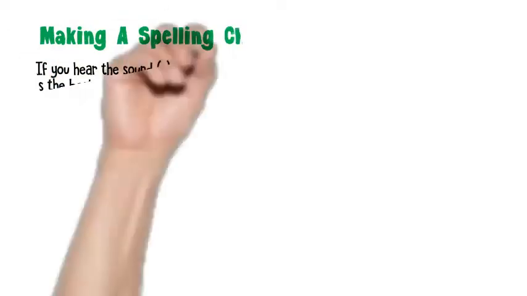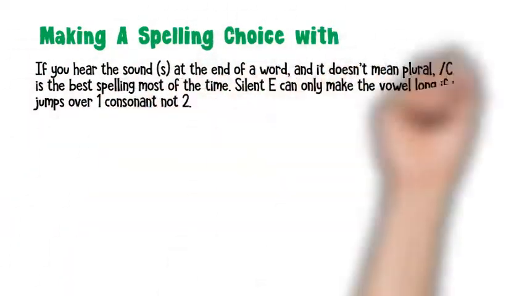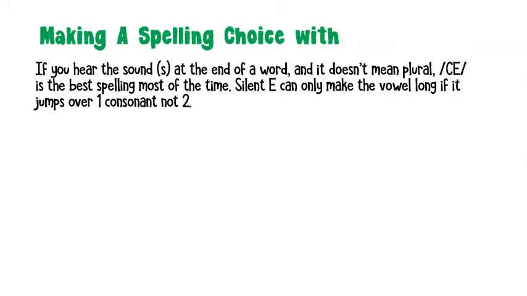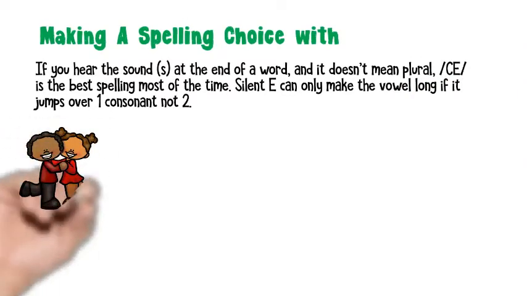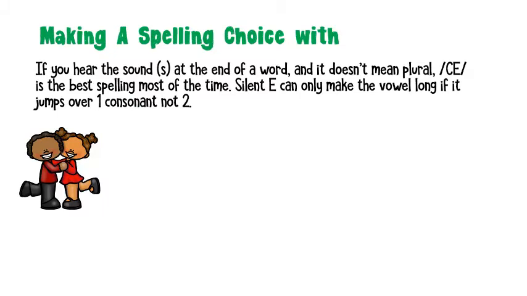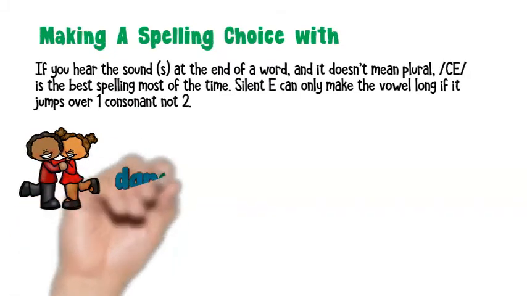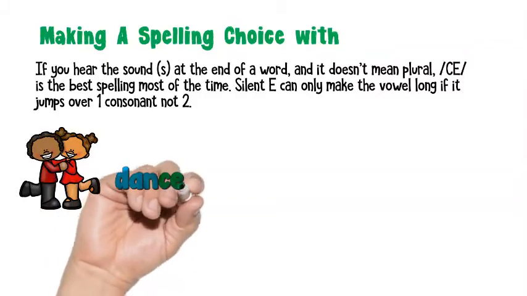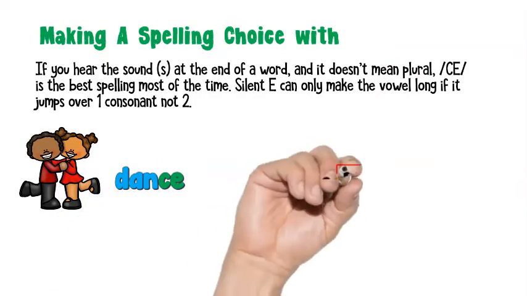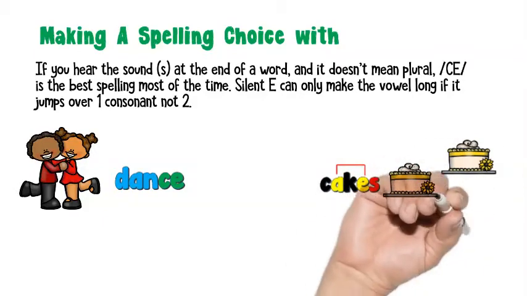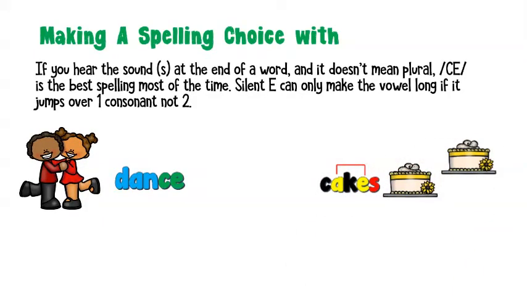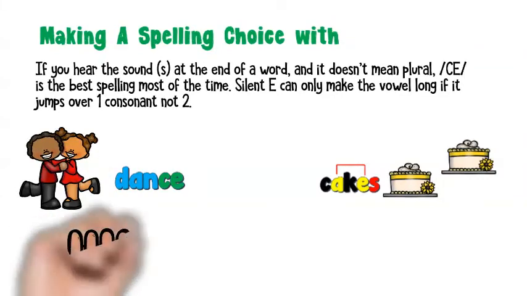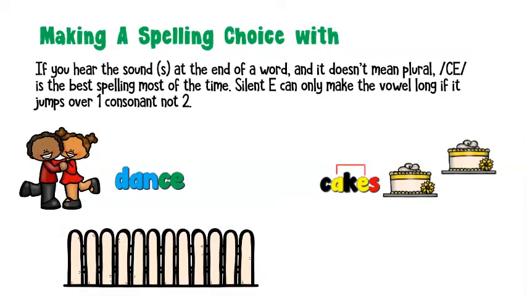If you hear an S sound at the end of a word, most of the time, unless the word is plural, we write that CE. And the job of that E is to make that C say S. It doesn't make the A long in the word dance, because we have two consonants between the silent E and the vowel. In the word cakes, S is a plural suffix, cakes. In the word fence, we have CE at the end saying S, and there's two consonants between the silent E and the vowel, so the vowel is short.